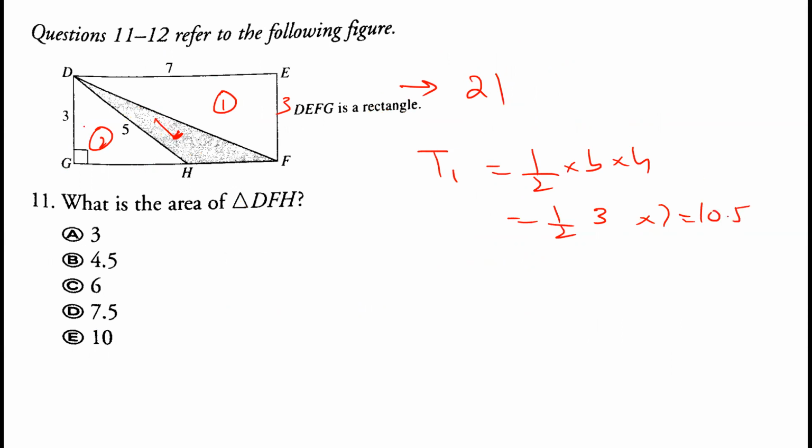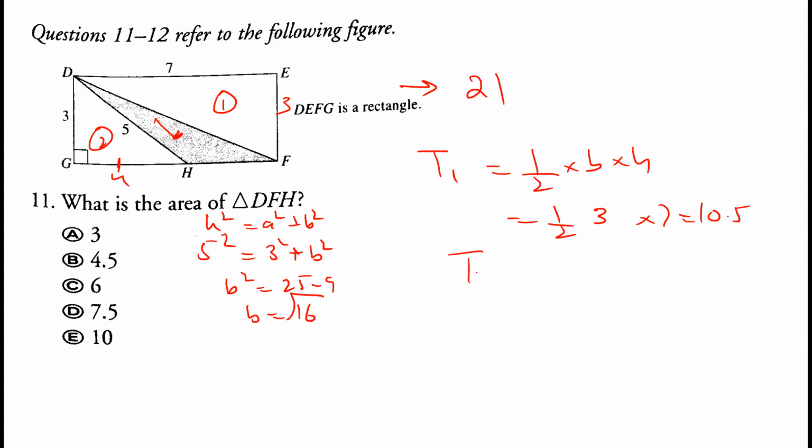Now, in order to find out the area of triangle 2, I first need to find out the base. So base would be what? Hypotenuse is 5. So hypotenuse square equals a square plus b square. So 5 square equals 3 square plus b square. So b square equals 25 minus 9, and b equals under root 16. So this is your 4. So area of triangle 2 would be half into 4 into 3, and that's your 6.